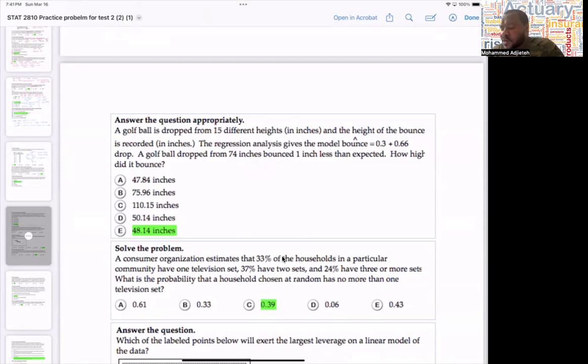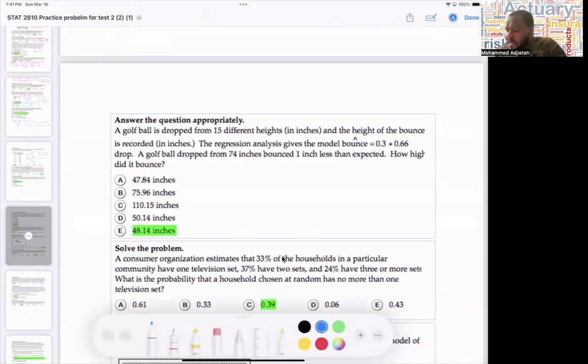So to continue from this one, we are told that a golf ball is dropped from 15 different heights, and then the heights are in inches. And the height of the bounce as recorded is also in inches. And then we are given the regression model to be this. So we know that this is the model, which is bounce is equal to 0.3 plus 0.66 multiplied by drop.